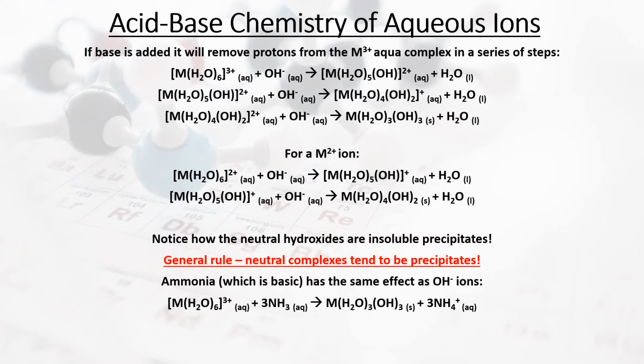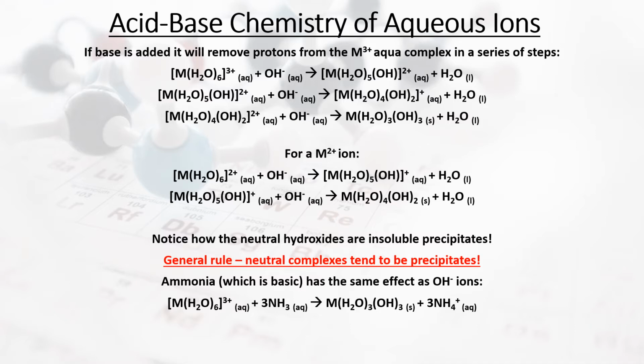Now this keeps on going. We take that M(H2O)5OH ion, take more base, and it removes another proton from one of those water molecules, and so we now end up with M(H2O)4(OH)2, and now a 1+ ion. And again, it happens a third time, but the key thing for this third time is that we start off with our aqueous ion and our aqueous base, and we end up producing a precipitate, our solid metal with 3 water molecules and 3 OH groups attached.